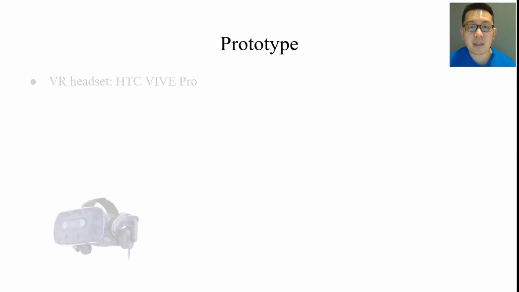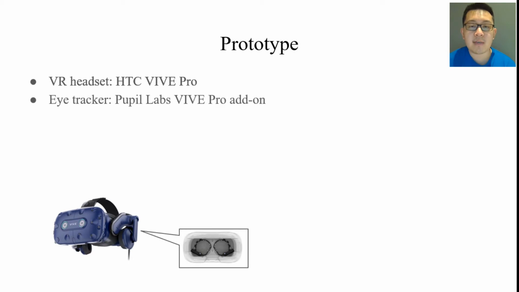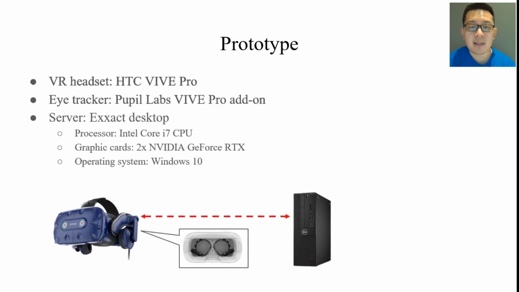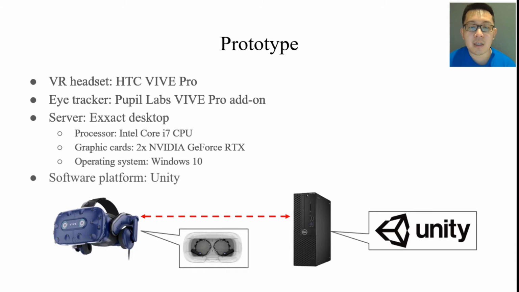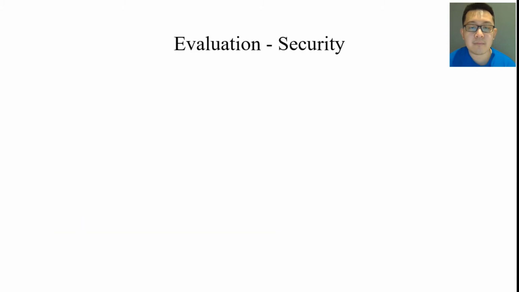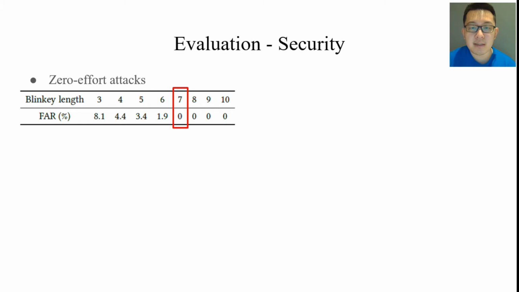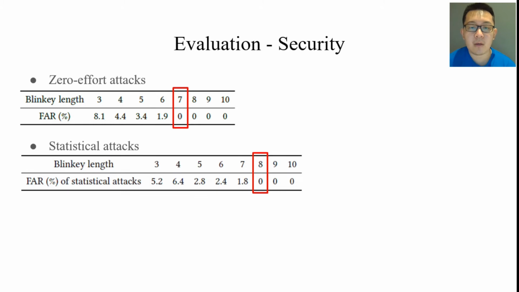We implement Blinkey on an HTC Vive Pro VR device with a Pupil Labs eye tracker installed. The device is connected to a local server running Unity as a software platform. We evaluate the security of Blinkey against 4 types of attacks. Zero-effort attacks, where the attacker randomly guesses the secret key. Statistical attacks, where the attacker forges the secret key by the frequency of features.